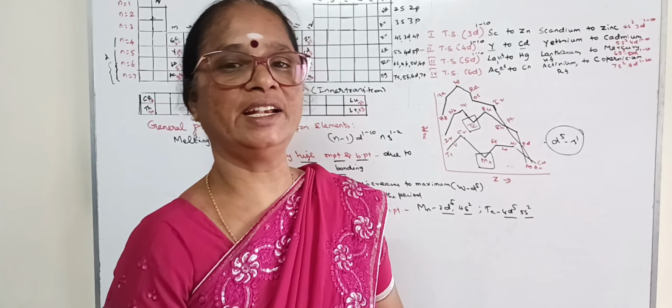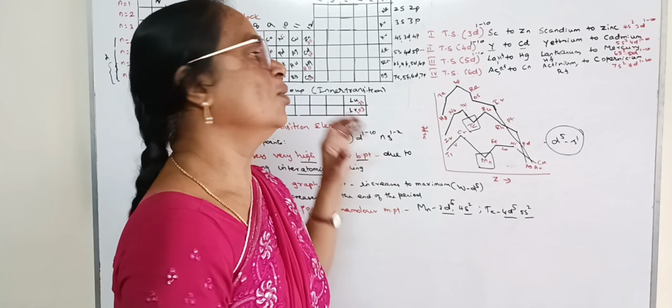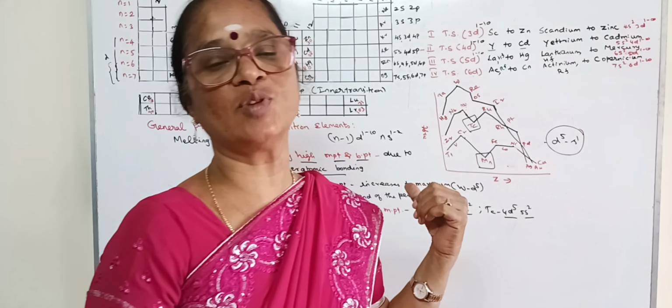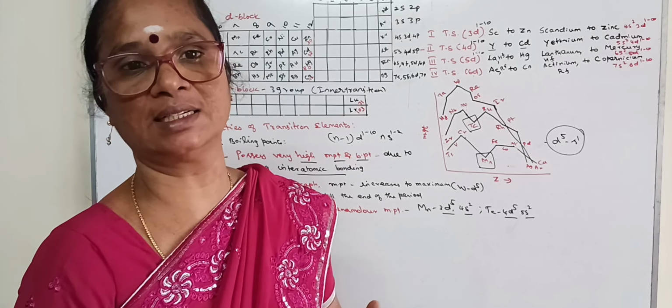Okay students, let us close our today's session. Today we discussed what the d block elements are, their position in the long form of the periodic table, and a few of their general characteristics.